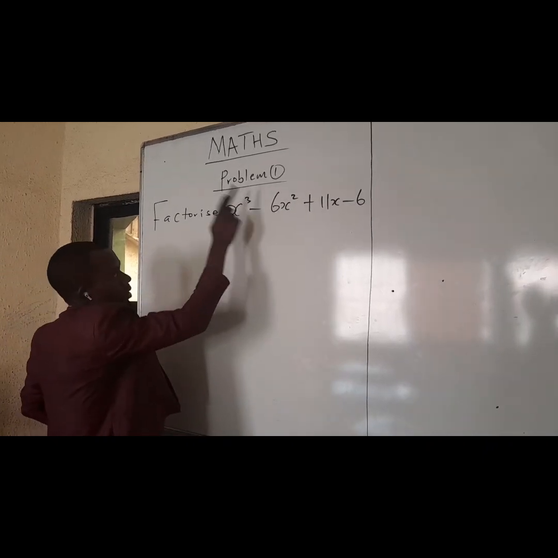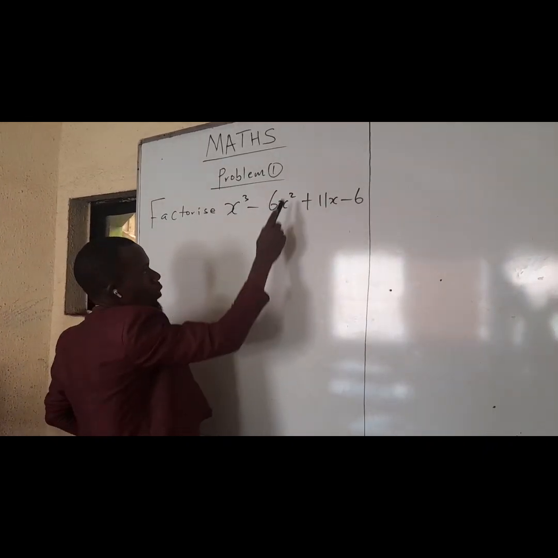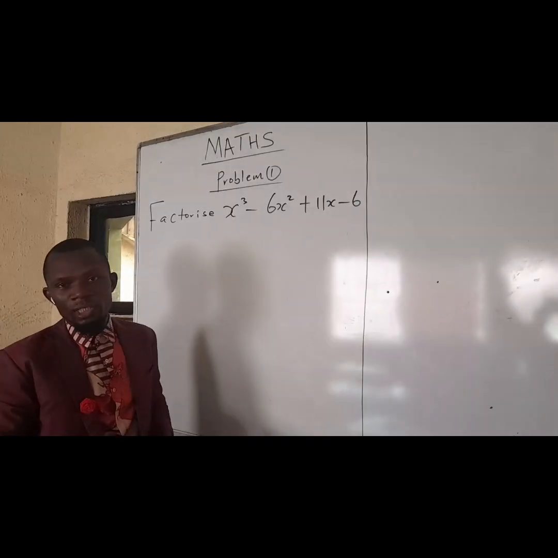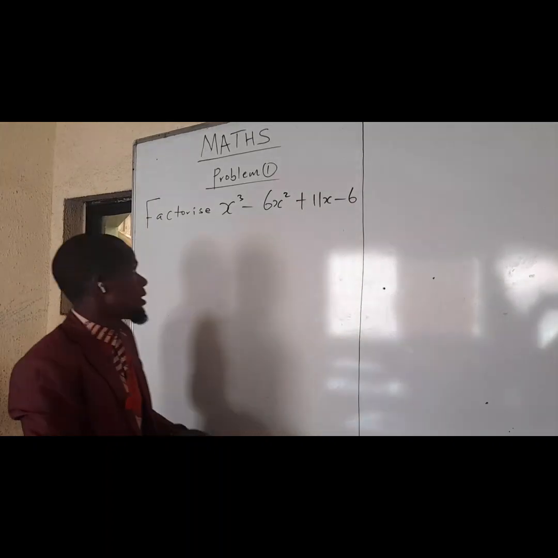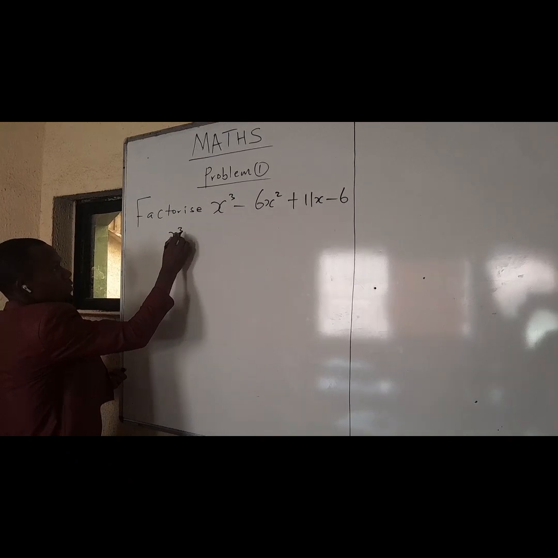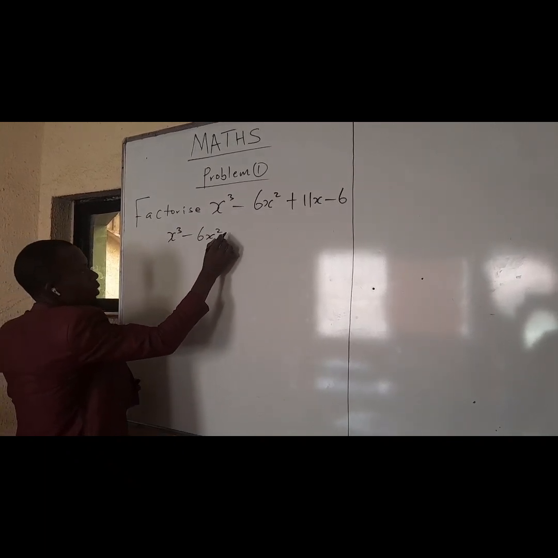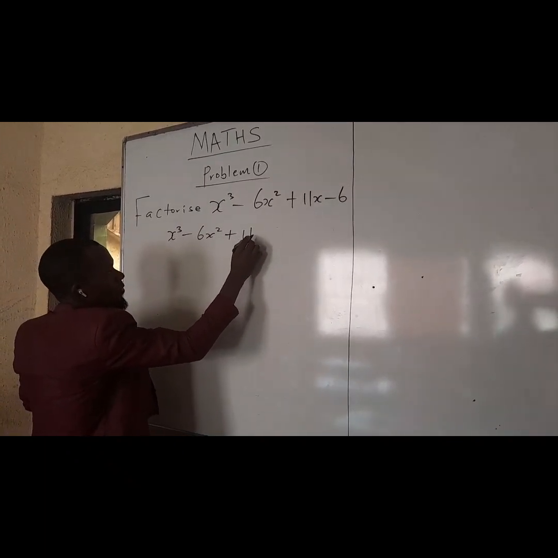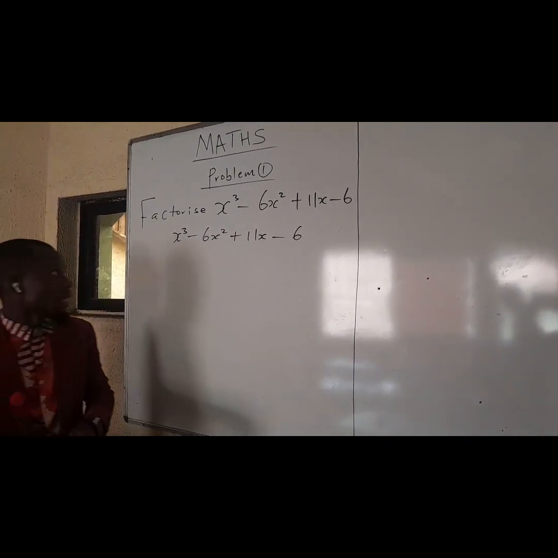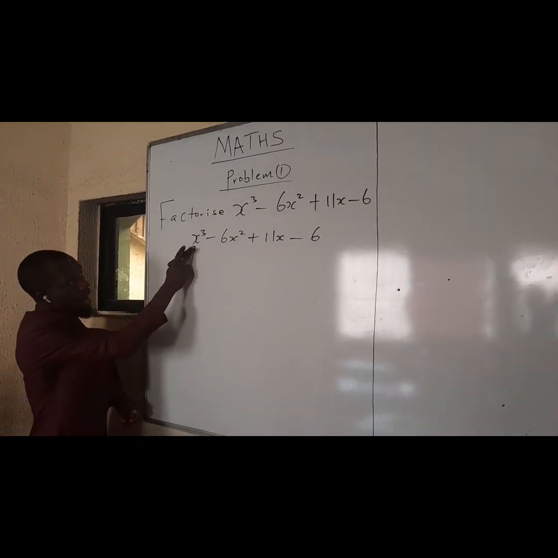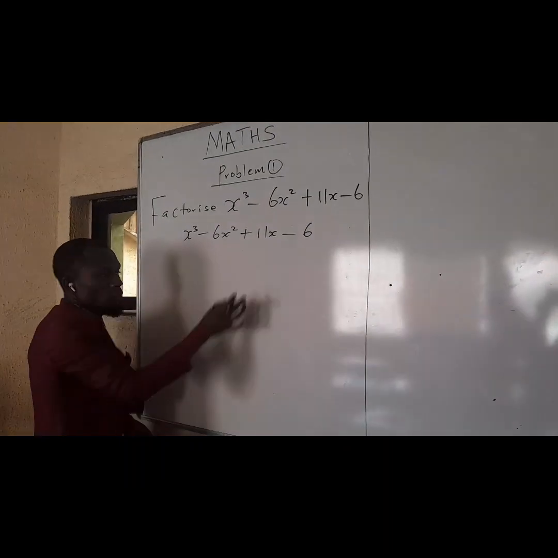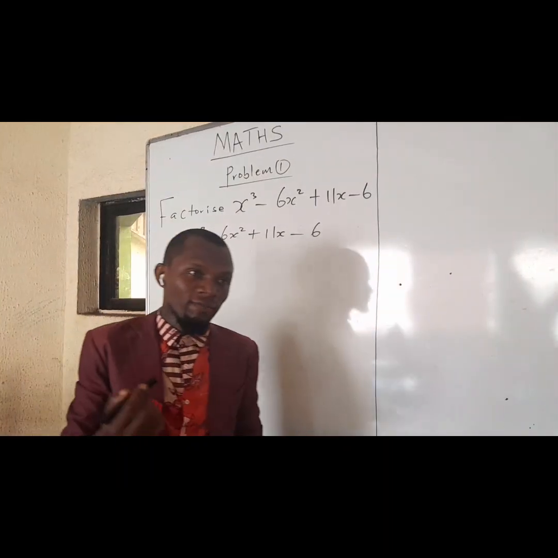So we have problem 1 here. Factorize x cubed minus 6x squared plus 11x minus 6. How are you going to approach this problem? The first thing you need to do is bring this out: x cubed minus 6x squared plus 11x minus 6. So what will I substitute for x that will make this equation equal to 0? That's the first thing I will do.